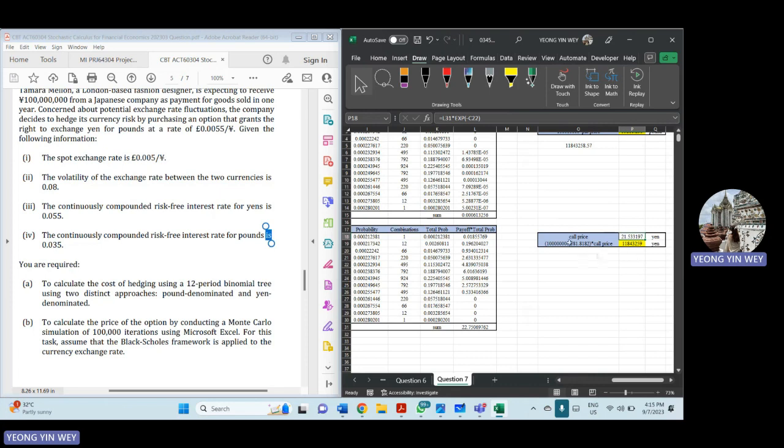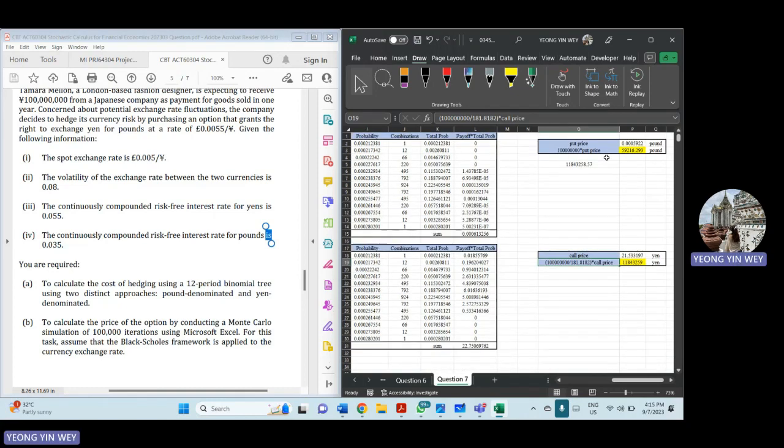per pound. So because now we have 100 million yen, we need to know the quantity. So we divide by the strike price, which is the price we are expecting. Then we can calculate the quantity and times it with the call price. Then we will have 11843259 yen. Okay, so to double check the answer, we can actually use the pound denominated price, which equals the pound price divided by the exchange rate. Then we will get the same answer as this one.